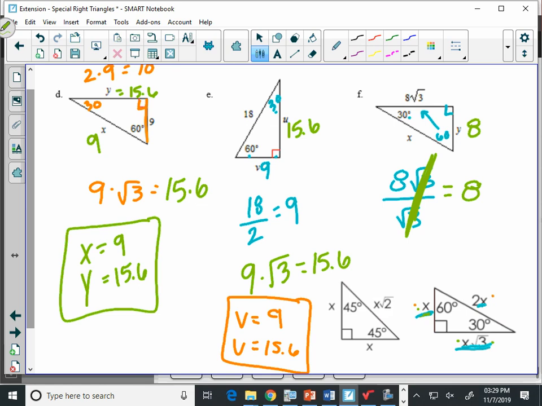So now that we know my short leg, to go from short leg to hypotenuse, we just double it. We multiply it by 2. So my hypotenuse is 16. So y is 8 and x is 16.